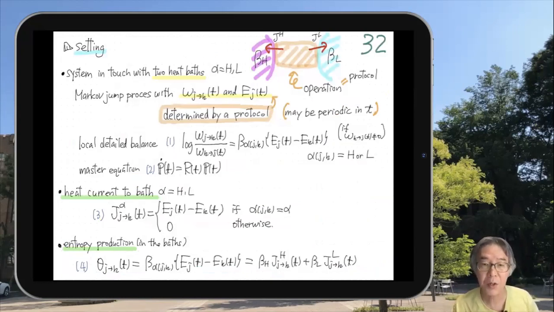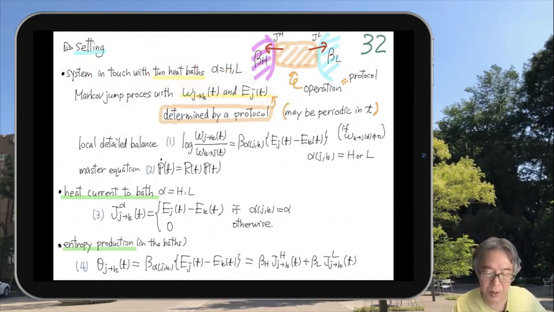So again, we consider a Markov jump process. Okay, and we can generalize this to much more realistic systems. But anyway, here we only consider a Markov jump process. So here we consider a system, an engine, in touch with two heat baths, which we call H and L, of course, with high temperature and low temperature. And we consider an arbitrary Markov jump process described by the transition rate and the energy for each state.